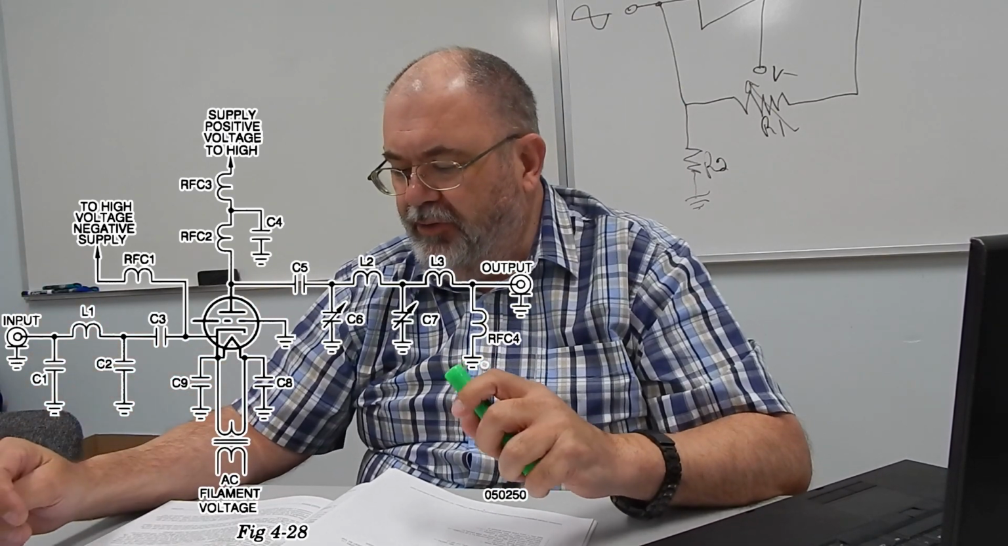So that RFC1 just is a blocker. It lets the DC voltage come down onto the cathode of the tube, but doesn't let the RF go out. We want the RF to go into the tube and do all the work for us. Okay.